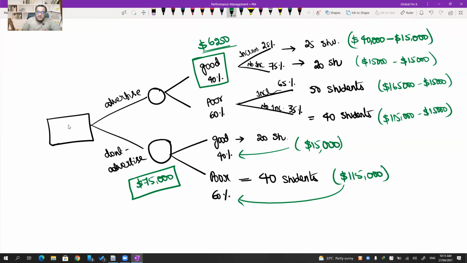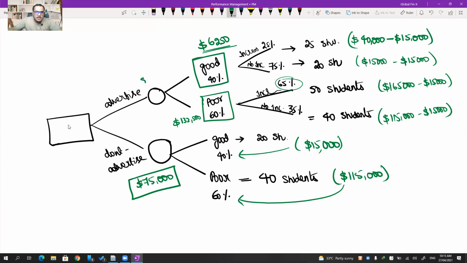And with advertisement, if the economic conditions are poor, 165 minus 15 is 150,000. 150,000 into 65% plus 115 minus 15 is 100,000 into 35%. This is if the economic conditions are poor, then the value would be 132,500. Now chances are 40, 60. So 60,250 into 40% plus 132,500 into 60%.